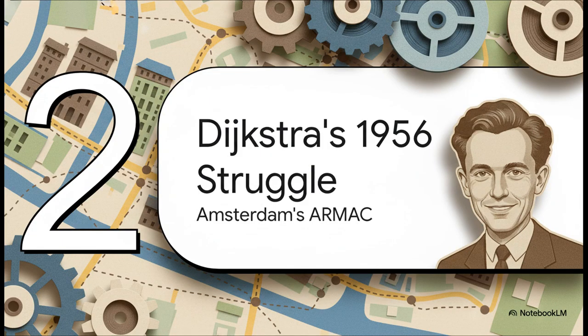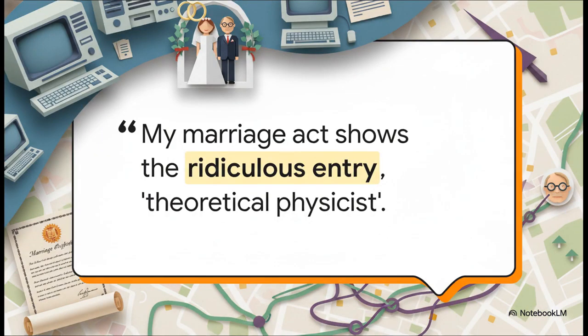Dijkstra's 1956 computing struggle. Let's travel back to 1956 Amsterdam. Meet Edgar Dijkstra, a brilliant mind working on software for an early computer called the Armac. At the time, the general public considered computers to be practically useless. In fact, the perception was so bad that when Dijkstra applied for a marriage license, the municipal authorities literally told him programmer wasn't a real profession. There was no such job. As he later pointed out, his official marriage act hilariously and ridiculously lists him as a theoretical physicist. That is just how little the world understood computing back then.